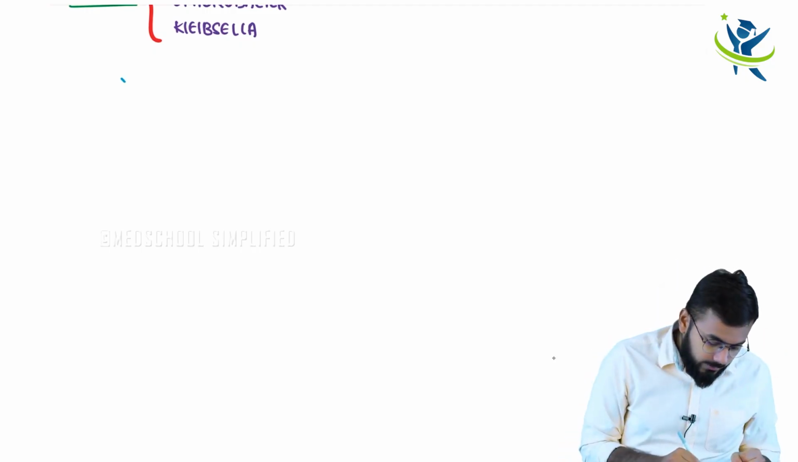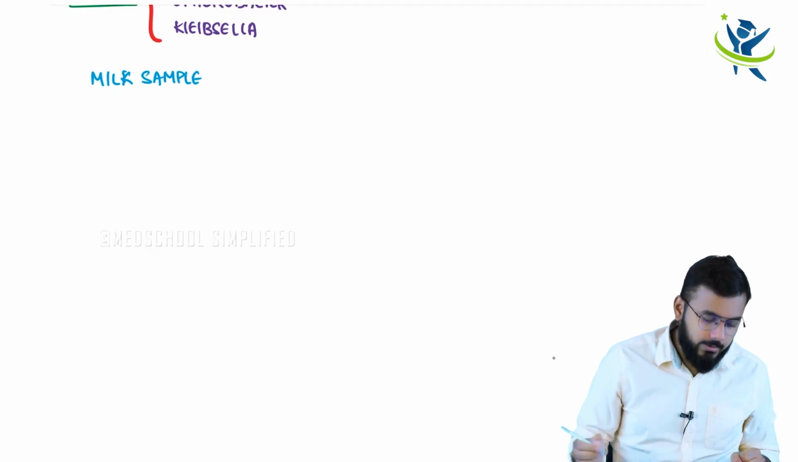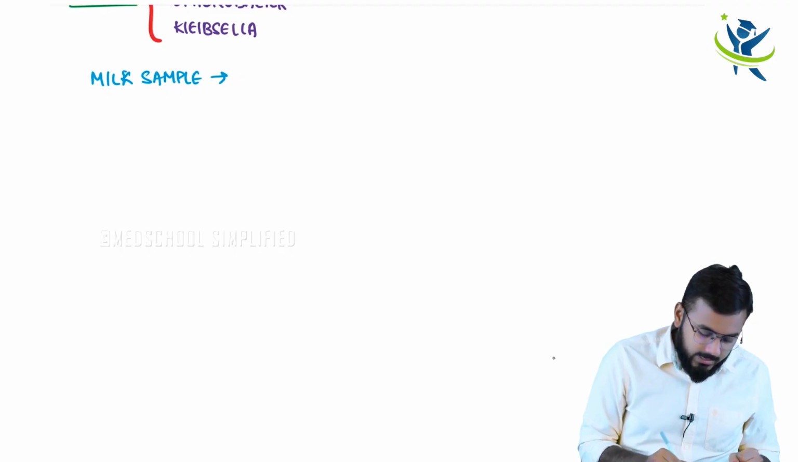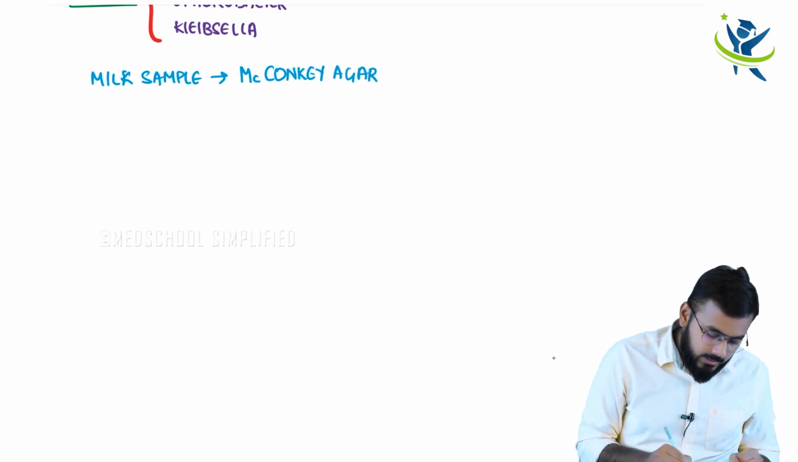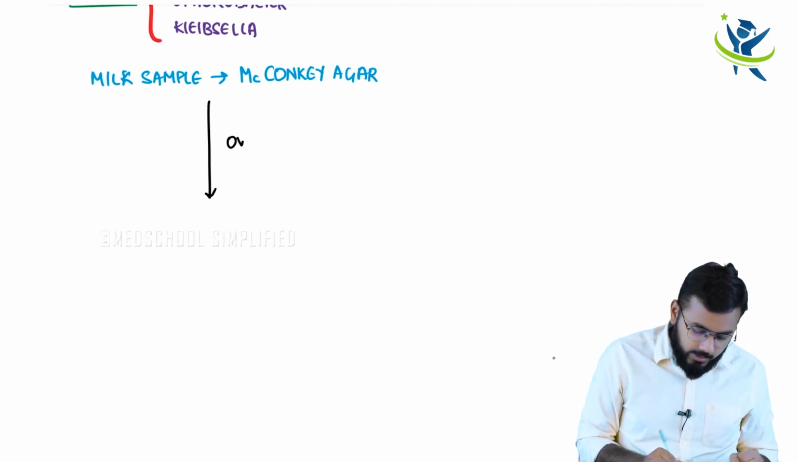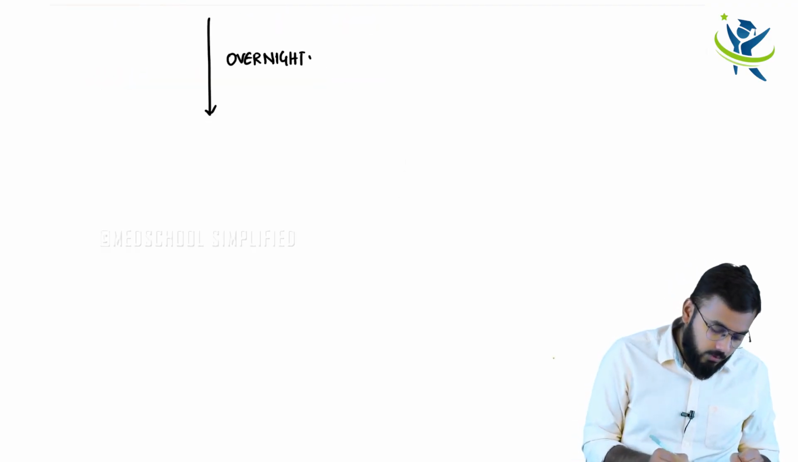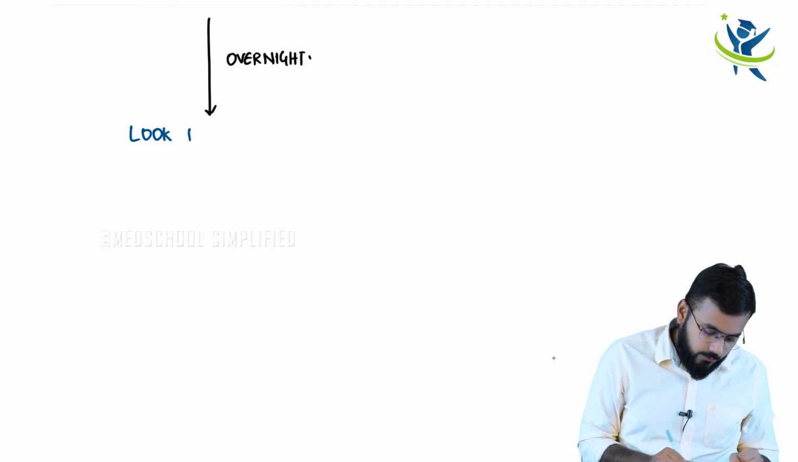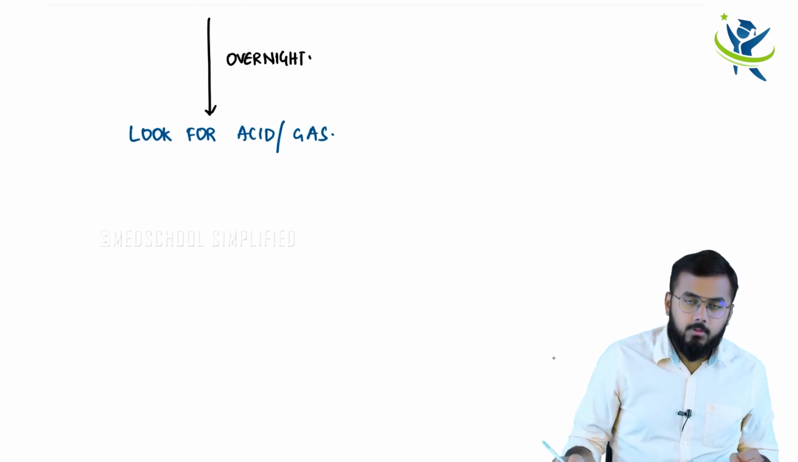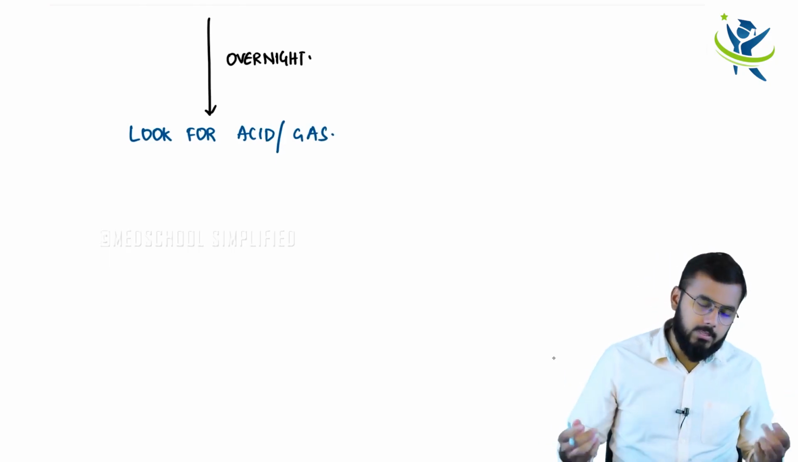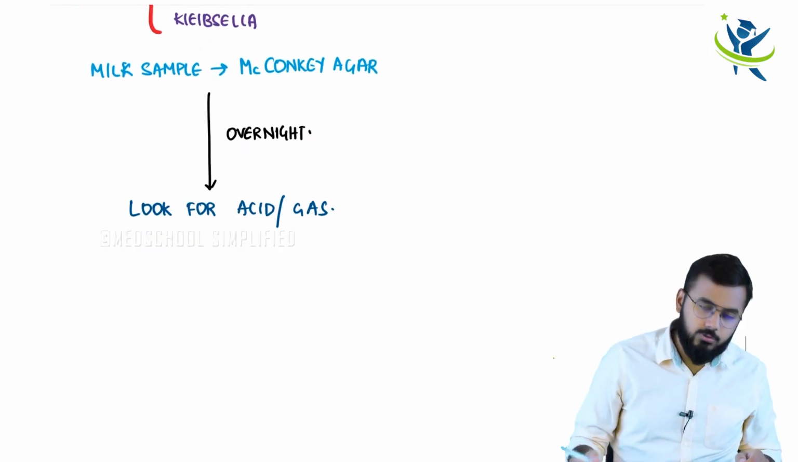Yeah. So what I do is I take the milk sample, right? I take the milk sample and add this milk sample to McConkey agar. After adding the milk sample to McConkey agar, I will put it overnight. I will put it overnight. And what should I look for? I need to look for acid or gas. Right? So if there is no acid or gas, it means these methods are working. Clear? So this is a test which you are going to do.